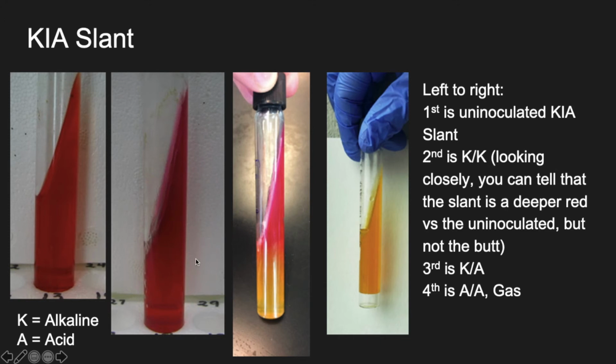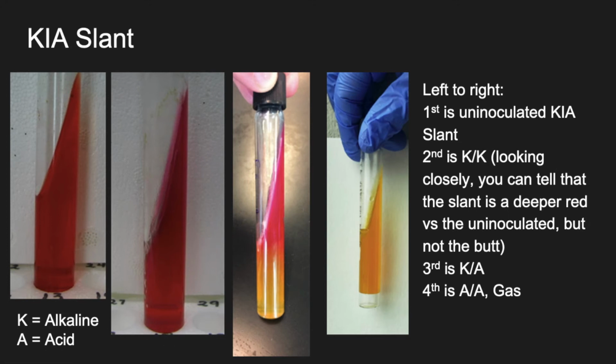So the first K is the slant. It's acidic. It's red. I'm so sorry. It's not acidic. It's alkaline. It's red. It's alkaline. And then the butt portion of that tube, where it's flat on the bottom, is also red, which means it's alkaline. So you can label that tube as K over K.